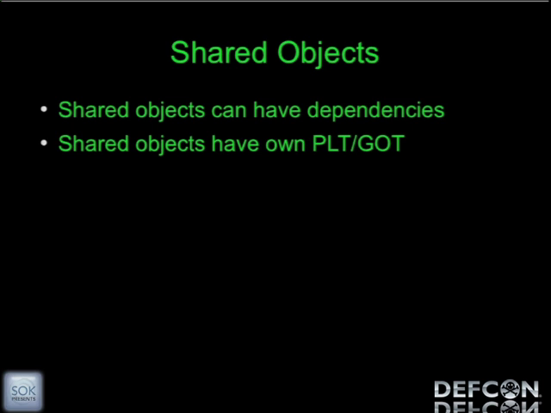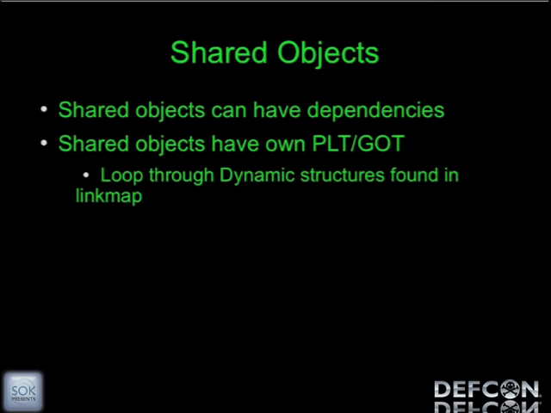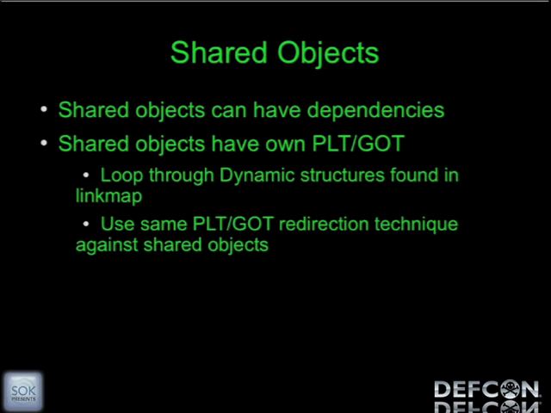Shared objects can have dependencies. Shared objects have their own procedure linkage table and global offset table. Prior to this slide, we were talking about the program's main GOT PLT. But each shared object, because it can be loaded in random spots in memory, and because it can depend on other shared objects, has its own PLT GOT. So if you can hijack inside the main program, you can hijack inside shared objects. What you'll do is you'll loop through the dynamic structures found in the link map, and you'll use the same PLT GOT redirection technique against the shared objects. It's the exact same principle.